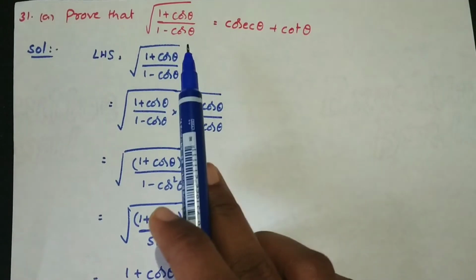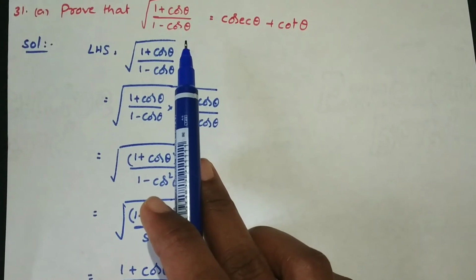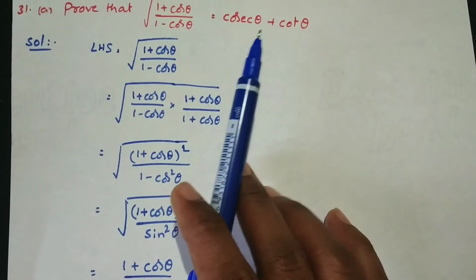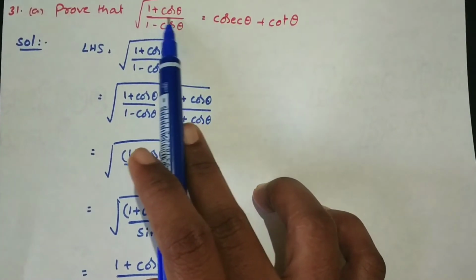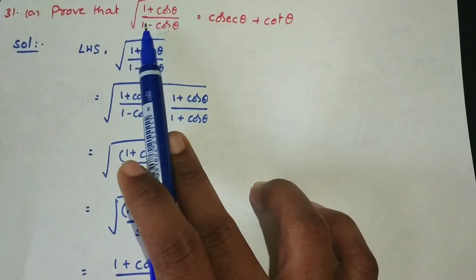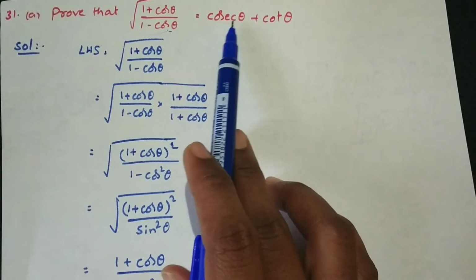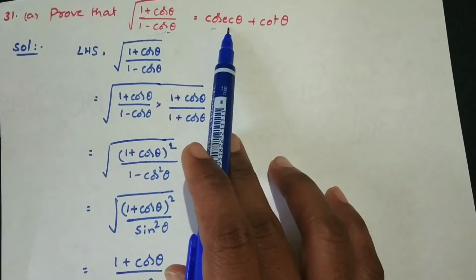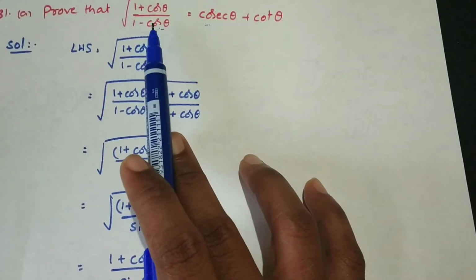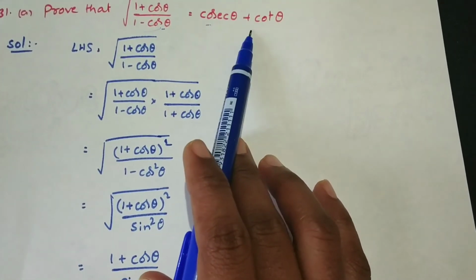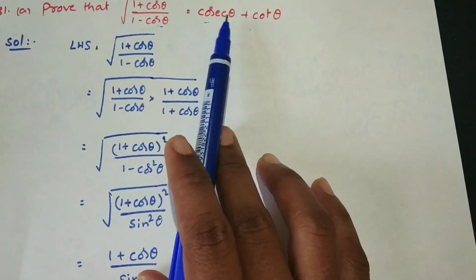Question 31A. Prove that the square root of (1 plus cos theta) by (1 minus cos theta) is equal to cosecant theta plus tan theta. If you observe the LHS part, 1 plus cos theta and 1 minus cos theta, and the RHS part, cosecant theta is nothing but, in sin and cos notation, 1 by sin theta.